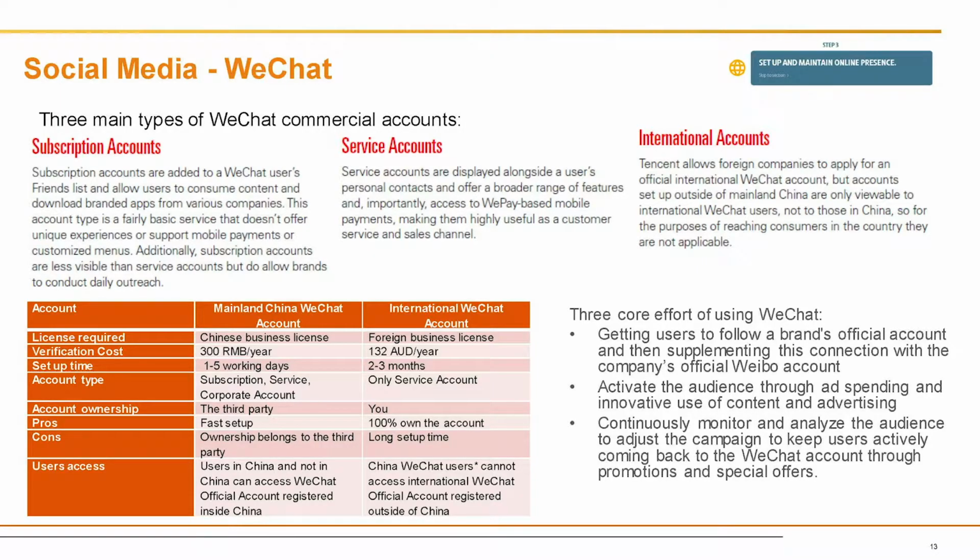The reason being is because there's a transactional function, you need to have a Chinese bank account to be able to receive the money. And only Chinese companies can register Chinese bank accounts at the moment, which goes to the third account called international accounts. So foreign companies can't register subscription accounts and service accounts, so they can only register international accounts. The international account will not have a transactional function. It will only allow storytelling function. And only international WeChat users can look at that international account.